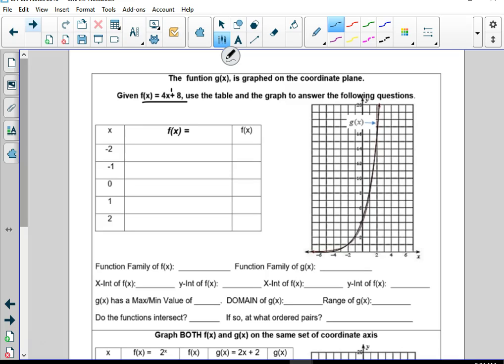So, we're going to plug this in, except we are going to change this function, I'm sorry, to make it better. We're going to do negative 3x plus 11. Go ahead and change that, please. So scratch out 4x plus 8 and change it to negative 3x plus 11.